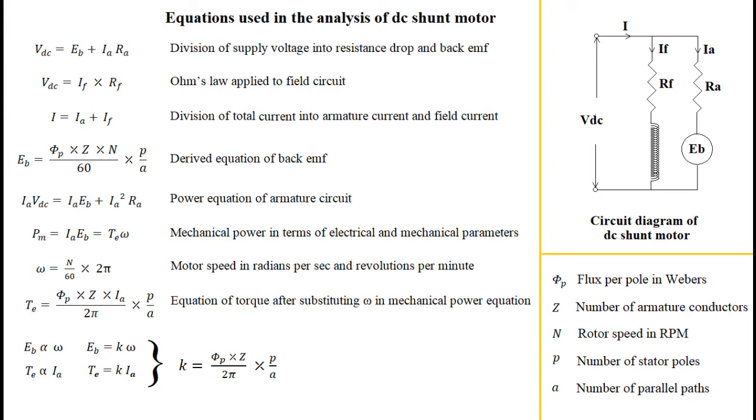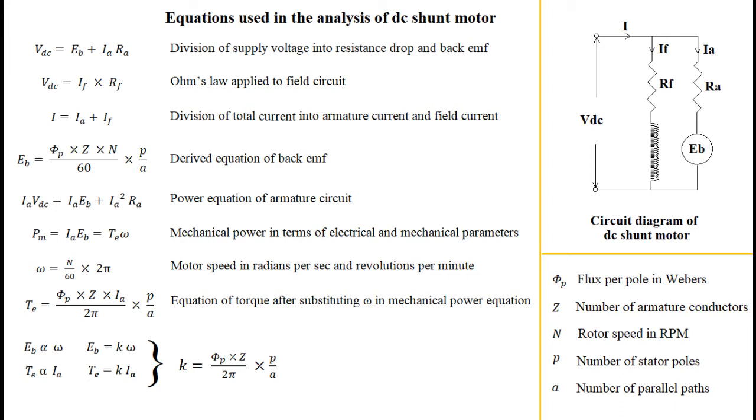Now we will go ahead and understand the power supplied by DC source to DC shunt motor and various components in which this power is consumed by motor. If we multiply both sides of first equation by armature current, then we get power equation of armature circuit of shunt motor. This equation is fifth equation on screen.